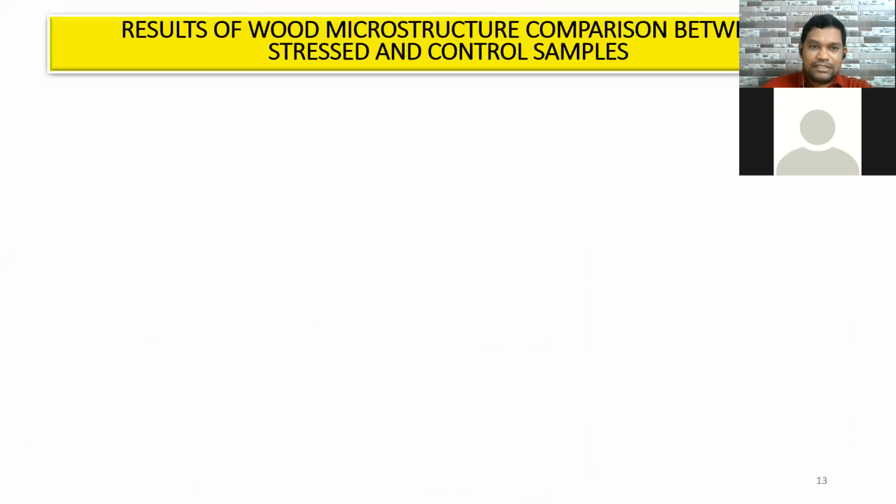Coming to the results of the study, the first thing I would like to show all of you is that my study was based on 22 different species, and the first major part of my study was based on the anatomical features of the wood, of the secondary xylem. I'll show you some excerpts from the microstructure, or the photomicrographs, which were taken using the AxioVision software.